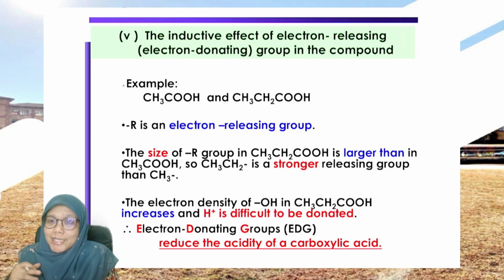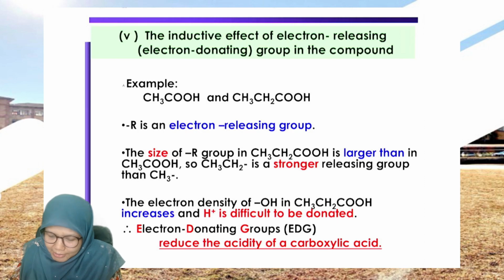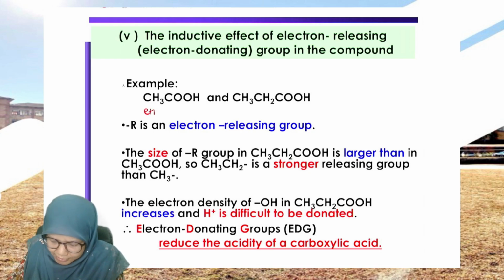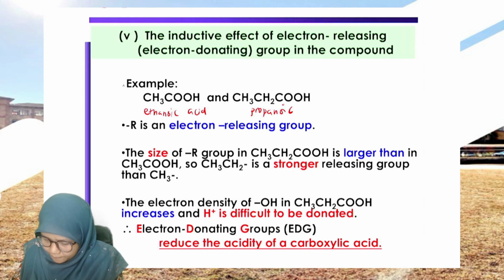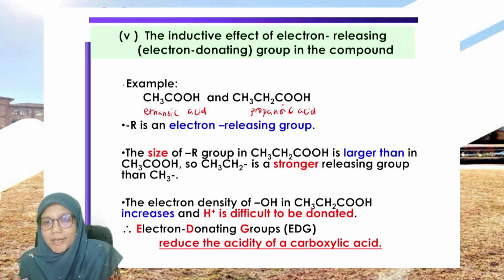Tadi kita discuss EWG, sekarang kita discuss EDG. Okay, EDG ni contohnya siapa? Contohnya alkyl group lah. Okay, example. Okay, example kita ada, compound yang pertama ni adalah ethanoic acid. Ada 2 carbon kan? So, ethanoic acid. Okay, compound yang kedua kita ada 3 karbon. So, ini adalah propanoic acid. Okay, so kita nak compare siapa yang lebih acidic.